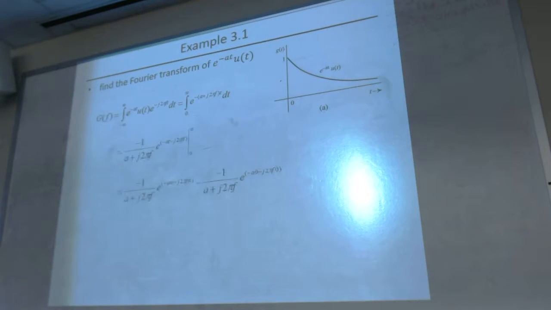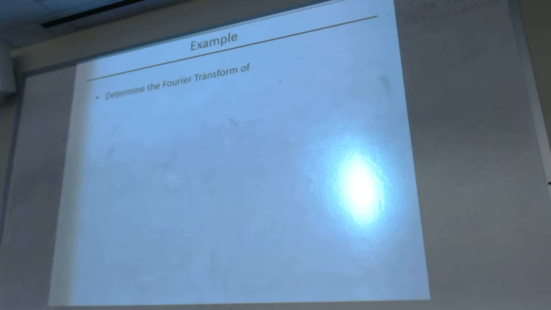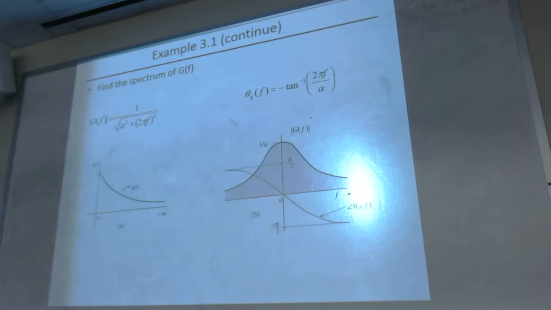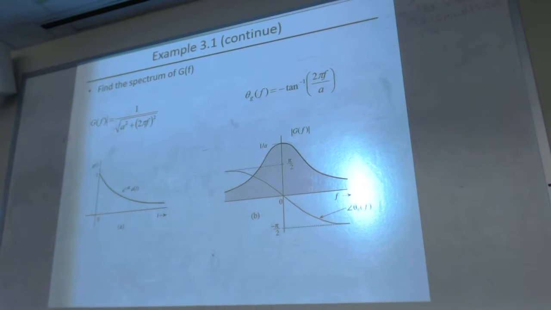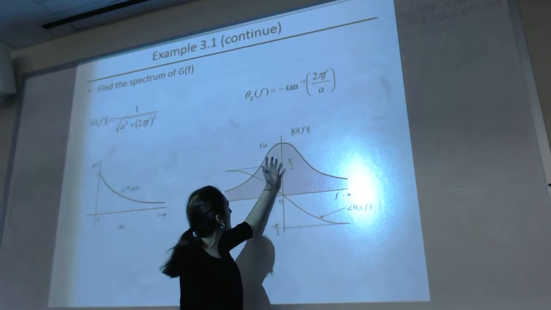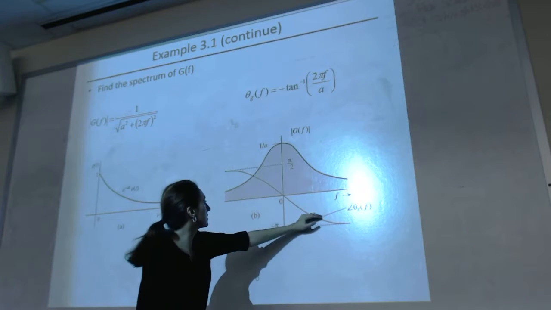And we saw this example. Very nice example to show that we have a time domain signal, e to the minus a t u of t, and then in the frequency domain, this is the Gf. This is the magnitude, this is the phase. You see the magnitude is even, the phase is odd.